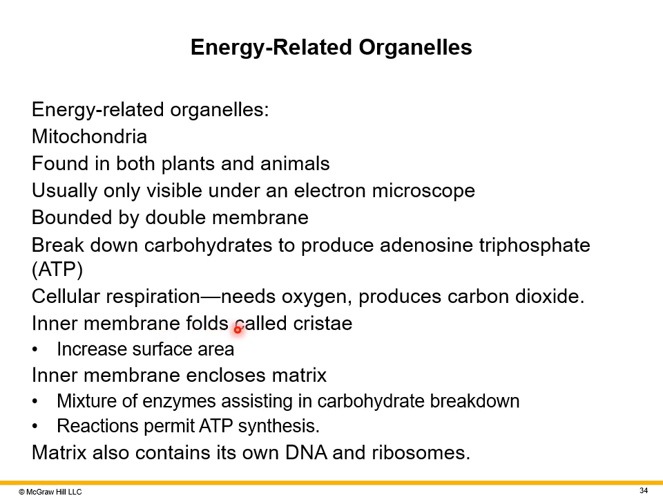The inner membrane of the mitochondria folds into what we call cristae, and this increases the surface area of the mitochondria. The core of the mitochondria has this fluid called the matrix, and this is a mixture of enzymes assisting in the breakdown of our carbohydrate, which is glucose. Eventually breaking down that carbohydrate, or the sugar, is going to result in ATP synthesis, or the production of ATP. The matrix of the mitochondria is also going to contain its own mitochondrial DNA and ribosomes, which is very interesting, how an organelle can have its own DNA.